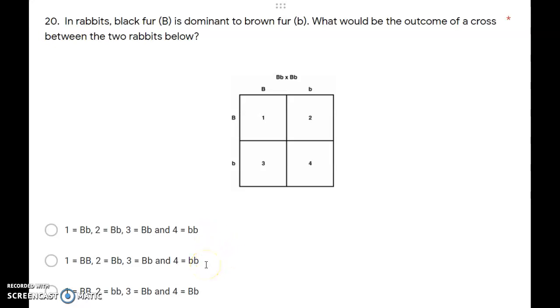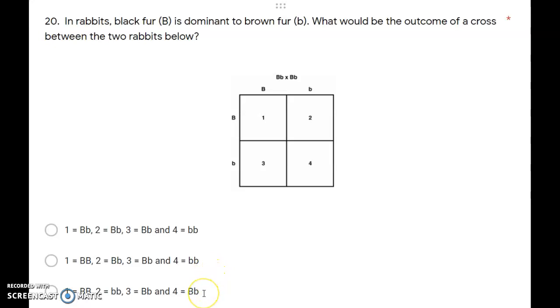Your second choice: box 1 will be big B, big B. Box 2 will be big B, little b. Box 3 will be big B, little b. And box 4 will be little b, little b.